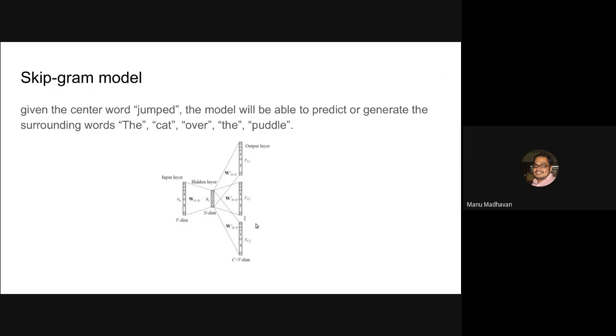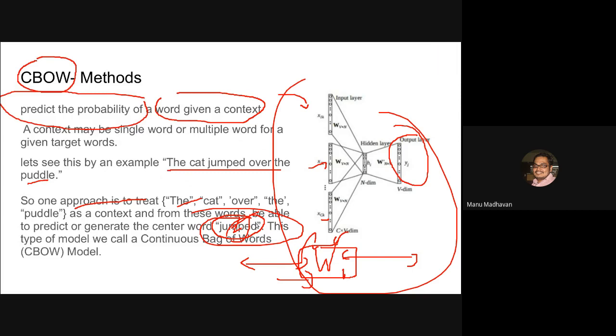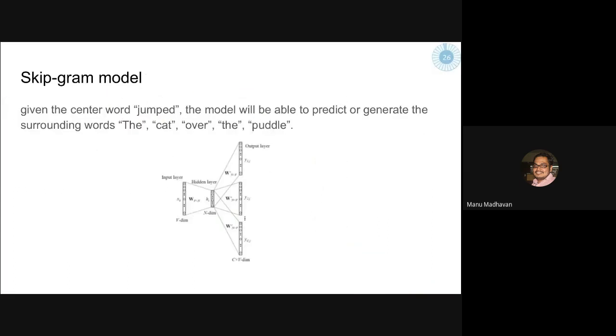The other approach is the skipgram model. One is the continuous bag of words model, which predicts the embedding of a word based on the embedding of the context words, the nearby words. And the reverse operation is the skipgram model. In the skipgram model, given a center word, say jump, the model will be able to predict or generate the surrounding words. How the cat over the puddle can be predicted. So it will give the output of the other words in the context.